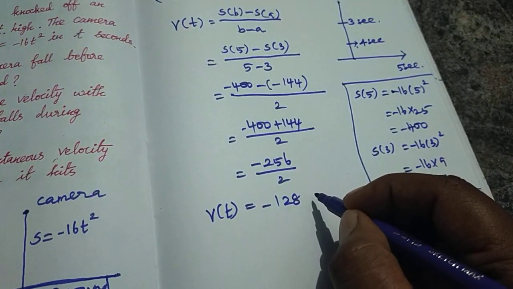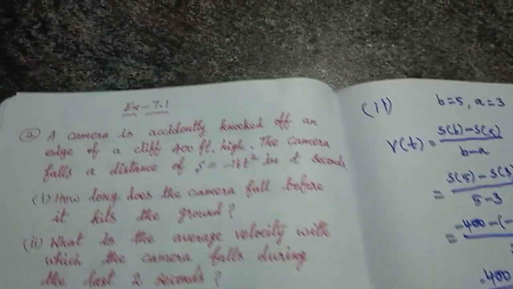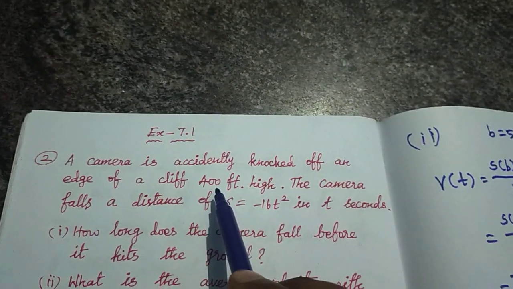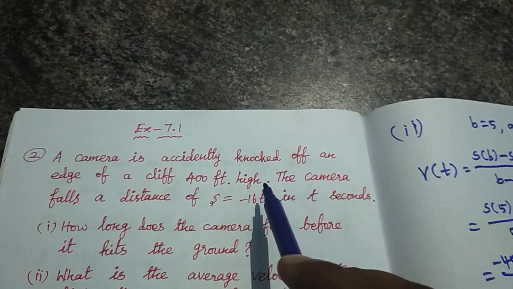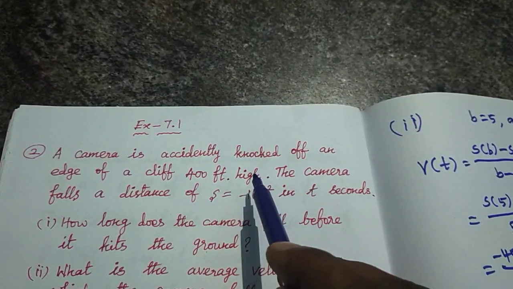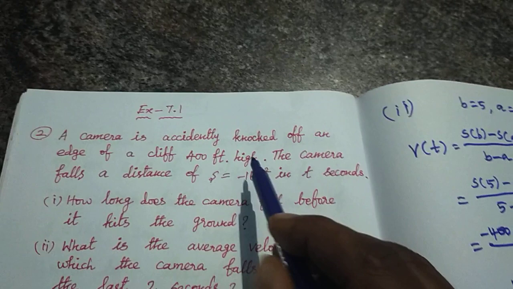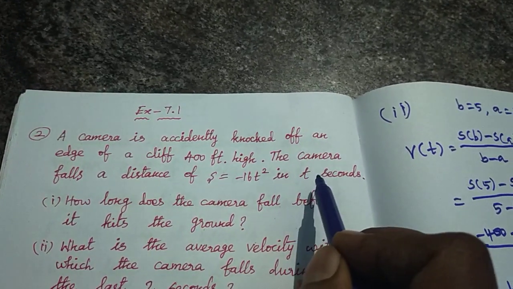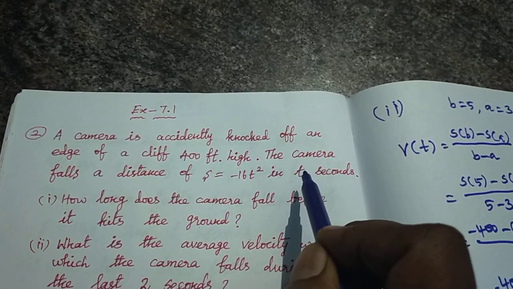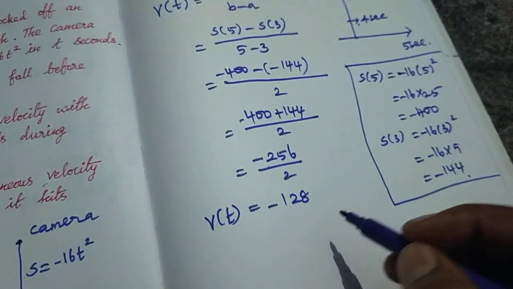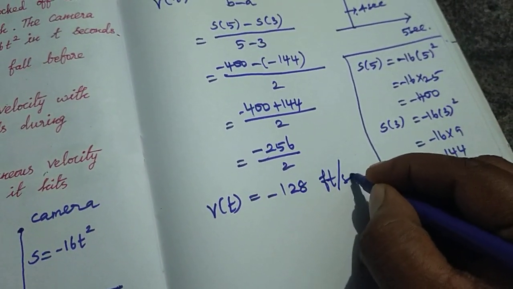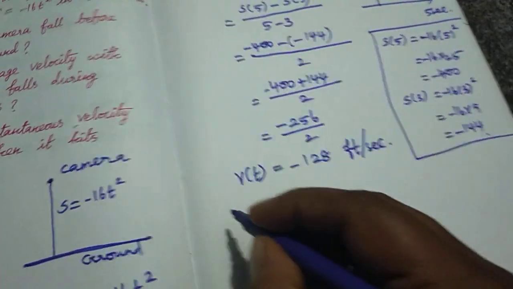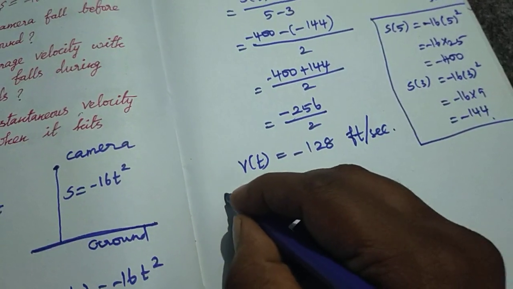What is the unit of velocity? By the given data, 400 feet high. Can you understand, children? Height is represented as feet, and the time is represented as seconds. So velocity is feet per second. This is the average velocity.